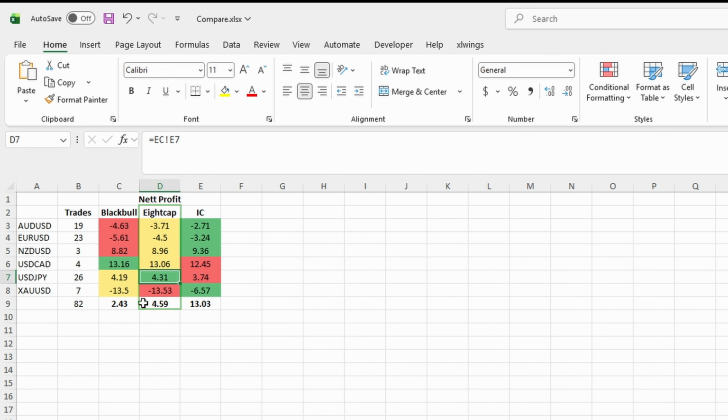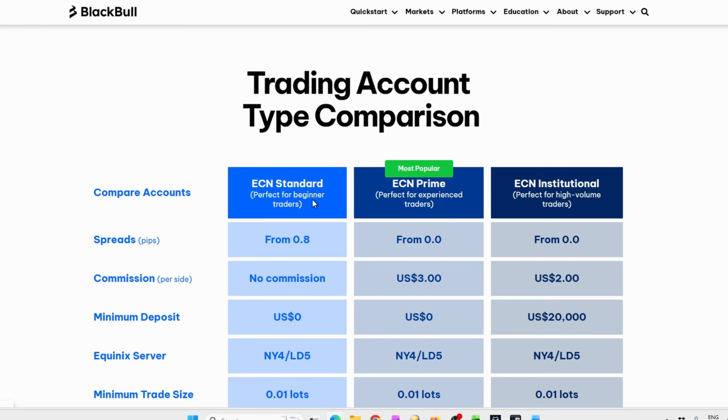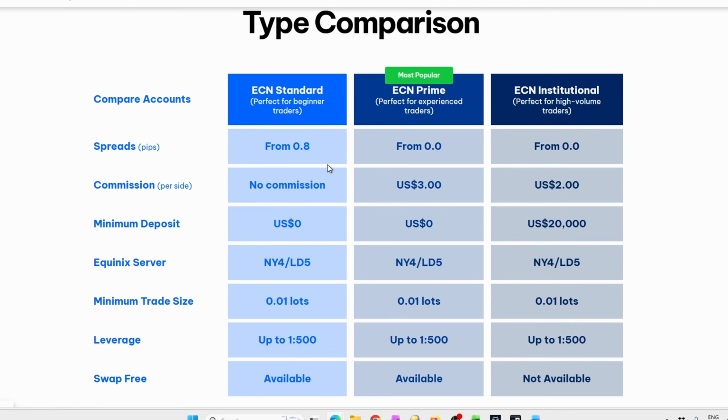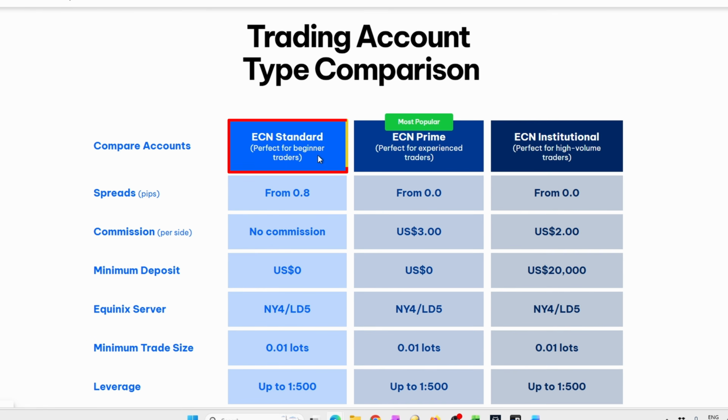But as I said, these are different accounts. Now, the IC Markets had the Raw Prime account. This one had commissions and a bit of spread, and this one was pure, a bit of swap costs, of course, and this one was pure swap and spread, which tends to be the not so good account. Now I can just show that quickly. I chose the standard account for them, right? We can see the spreads are considerably higher, from 0.8 versus from 0. The prime account is the most popular. We've got no commission, as I've shown, but higher spreads, and it's saying perfect for beginner traders.